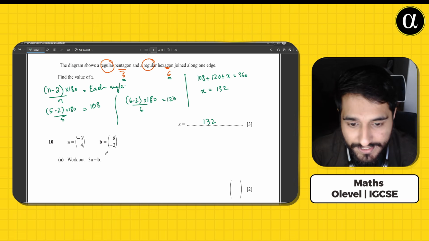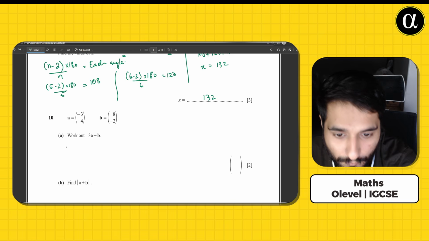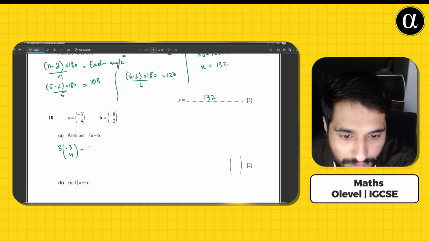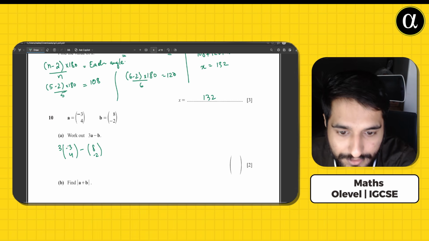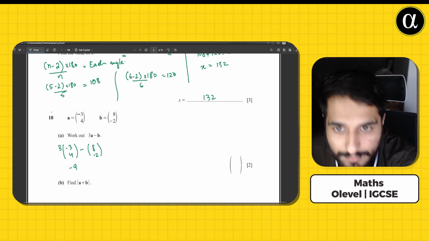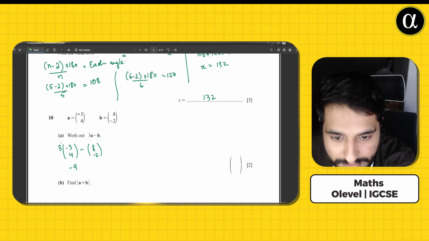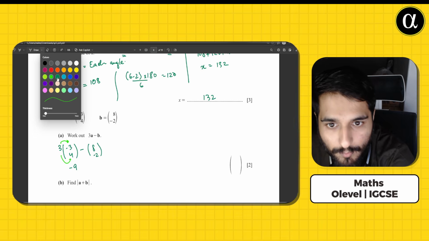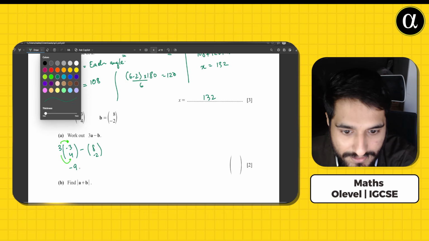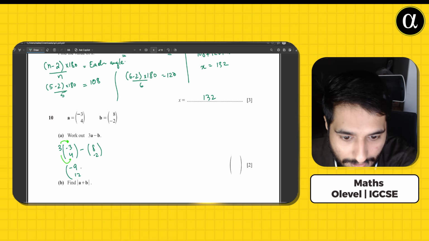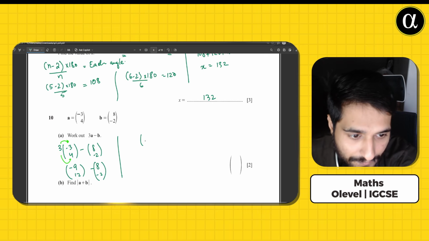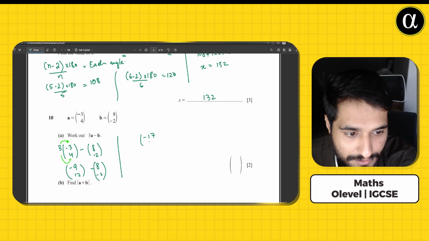Question 10 states to work out 3a minus b. For that, we'll do 3 times (minus 3, 4) minus b, which is (8, minus 2). So 3 and 3 gives us minus 9, and this 3 will be multiplied with this as well. Keep in mind that when vectors are multiplied with scalar multiples, it's multiplied with both x and y. So we get (minus 9, 12) minus (8, minus 2). Next, minus 9 minus 8 gives us minus 17, and 12 plus 2 gives us 14.